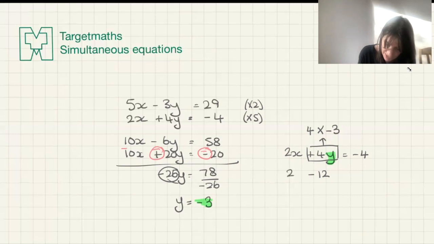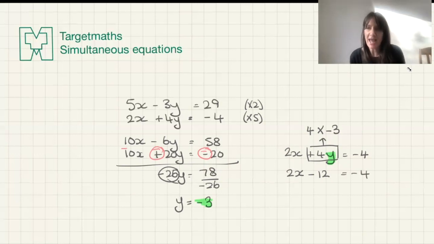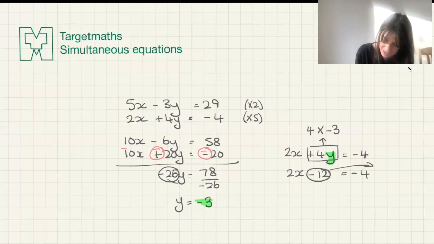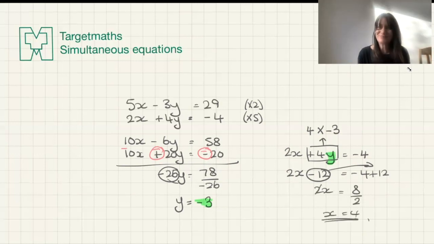I've got the 2x I've not used at the beginning, and it equals -4. So again, just take care when you're having to drop in a negative value, okay? And the -12 is going to go across and land as a positive. So I've got 2x equals 8, divide through by 2, and x is equal to 4.